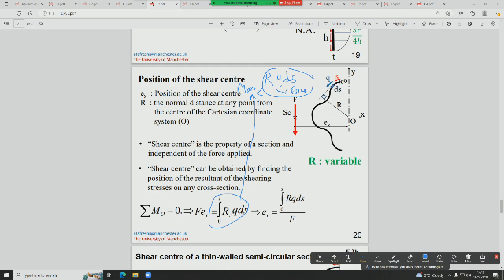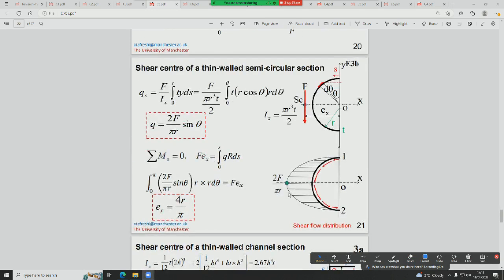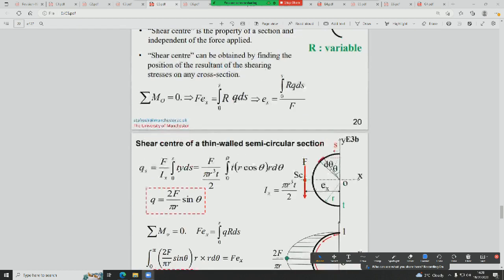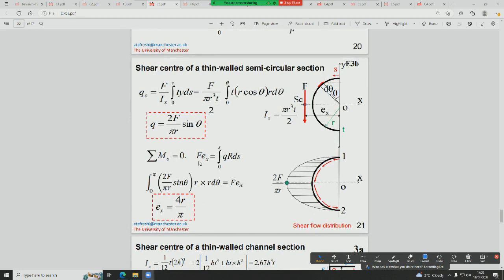So R is a variable. Now, I'm going to move on to here. This is a good example. So here, we find the shear flow distribution. Are you happy with this equation? Are you happy with what I've got here? So this is the same equation as you see here. We are finding the moments, the external moment and the internal resisting moment.